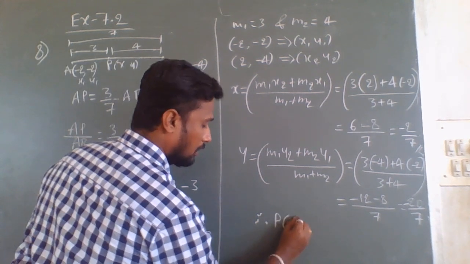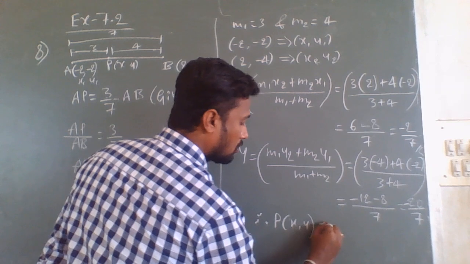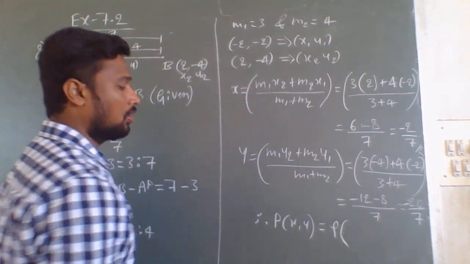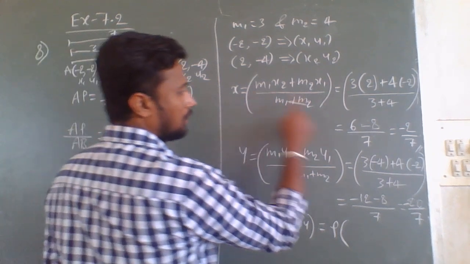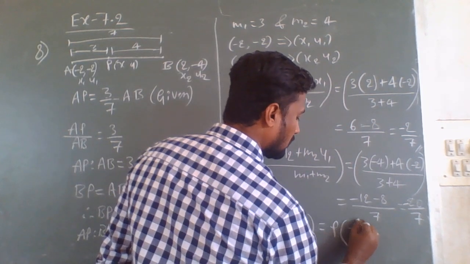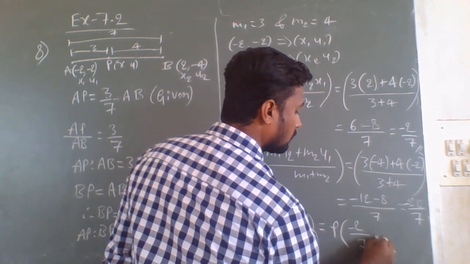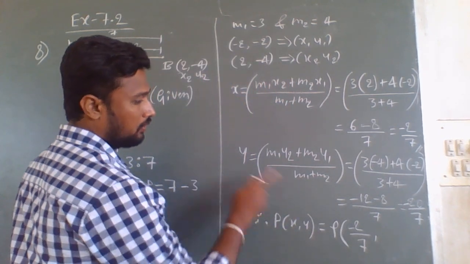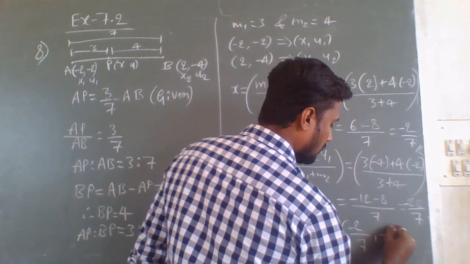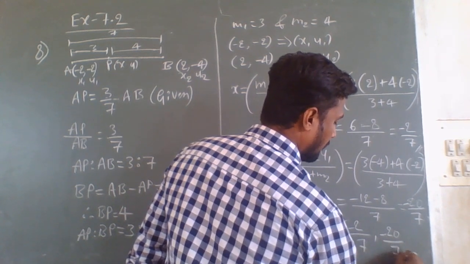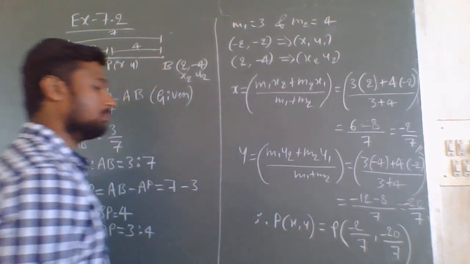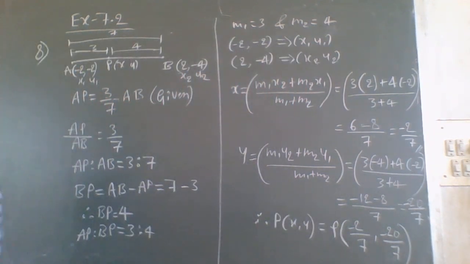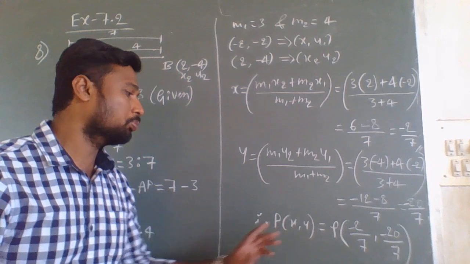Therefore what can we write here? P of x comma y equals, what are the values of the x and y coordinates of point P? The x coordinate value is minus 2 by 7, comma, and here the y value is minus 20 by 7. This is the answer. These are the coordinates of point P.